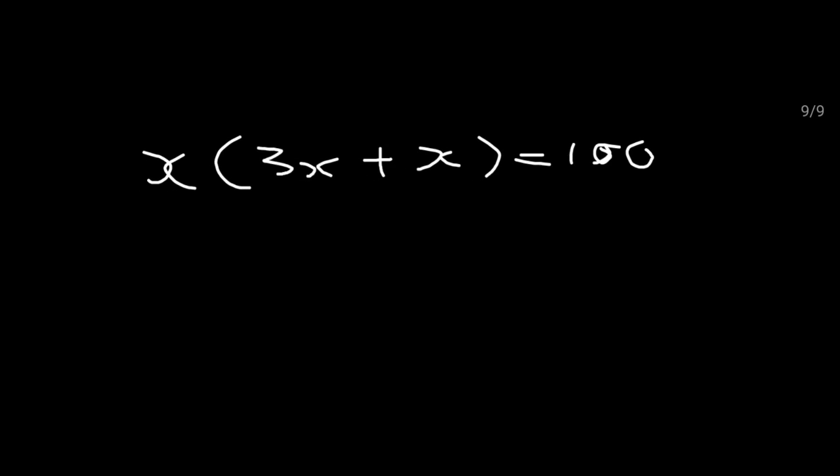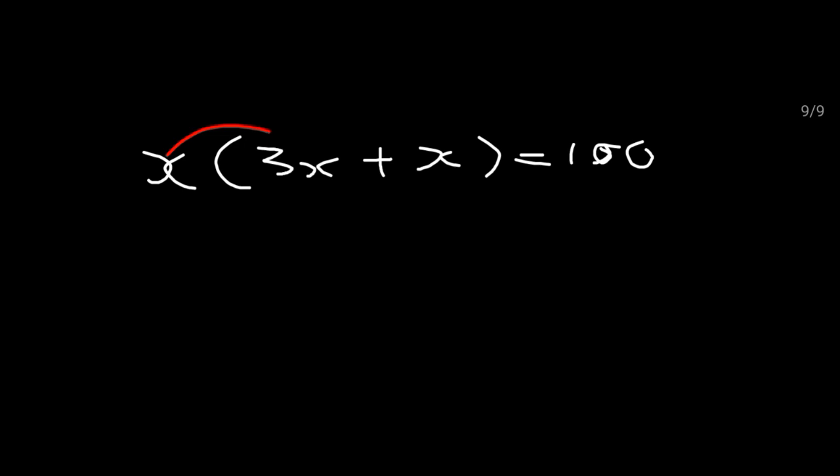x into (3x plus x) equal to 100. Here we cannot divide by the coefficient, because the coefficient is a variable. Well, you can actually, it's not that you're not allowed, but if you do that, you're just going to be complicating things and making it worse because it's already complicated. So the easiest way is to distribute the x.